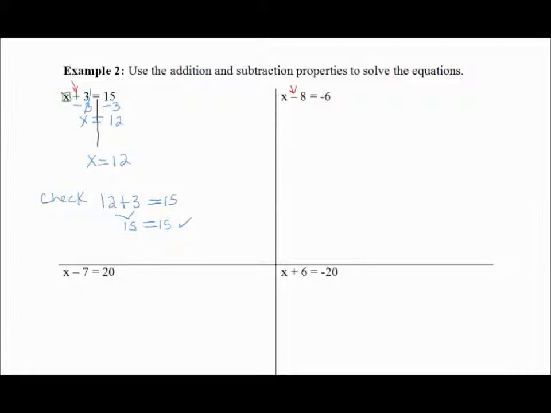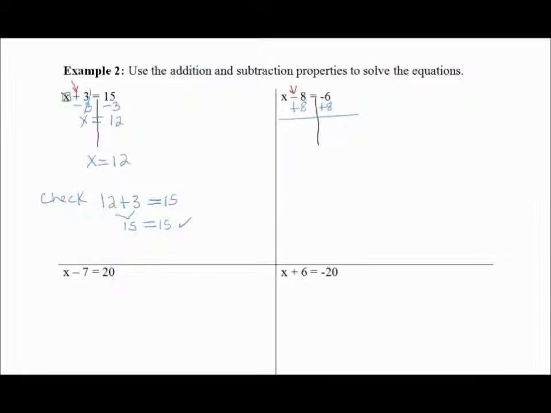I do want to go ahead and draw my little line down. That'll help me to remember that whatever I do on the left side, I always have to do the same thing on the right side. So if I have x minus 8, the opposite or the inverse of minus 8 is plus 8. So that means I have to add 8 to both sides.